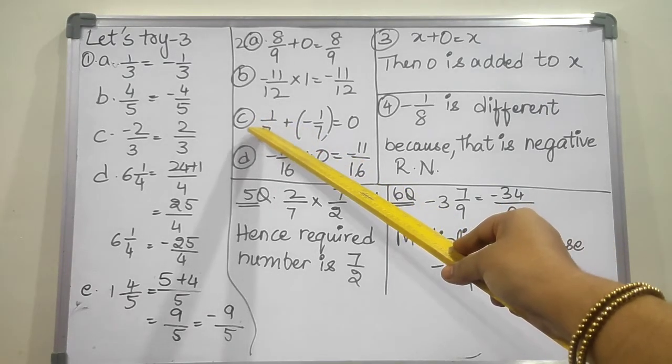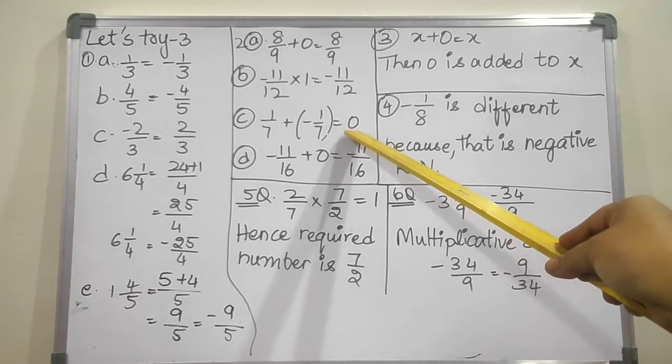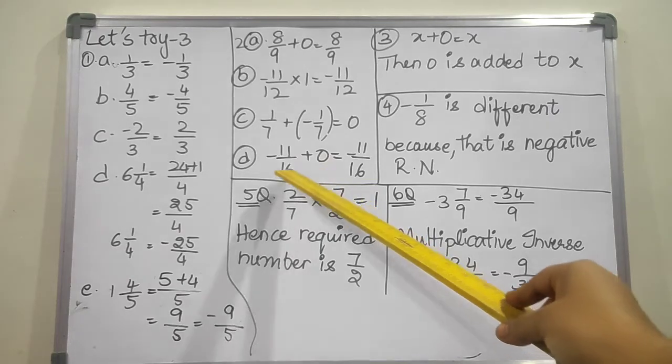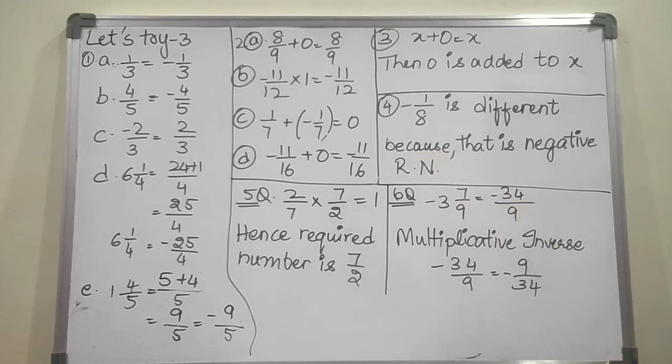So a positive rational number and a negative rational number gives 0. Minus 11 by 16 plus 0. Anything with 0 gives the same result. So minus 11 by 16. Now see the third question.